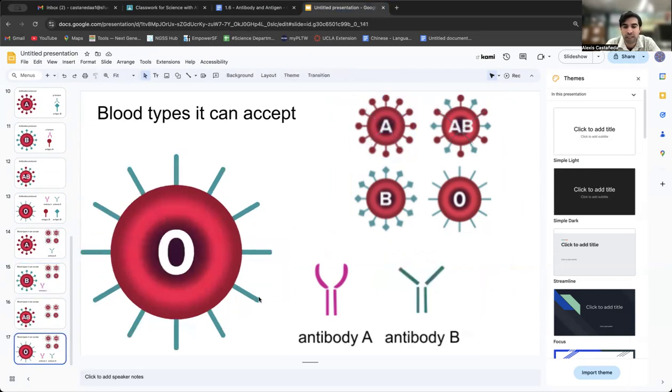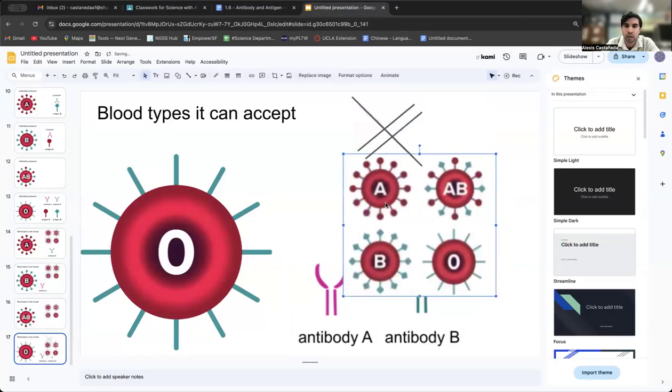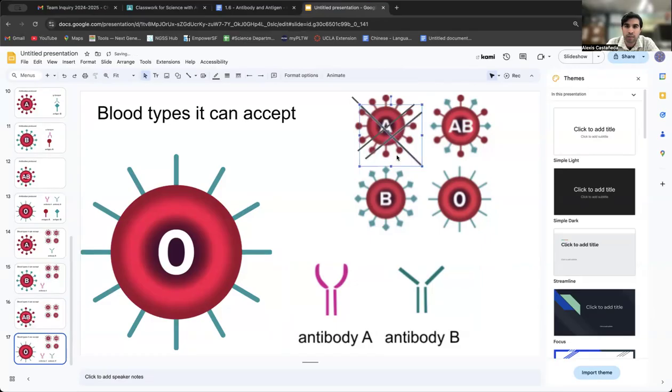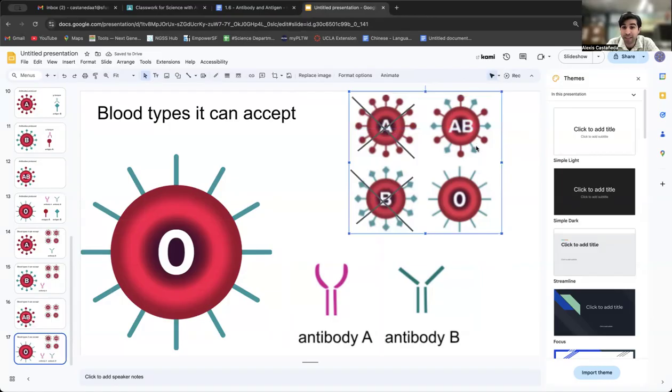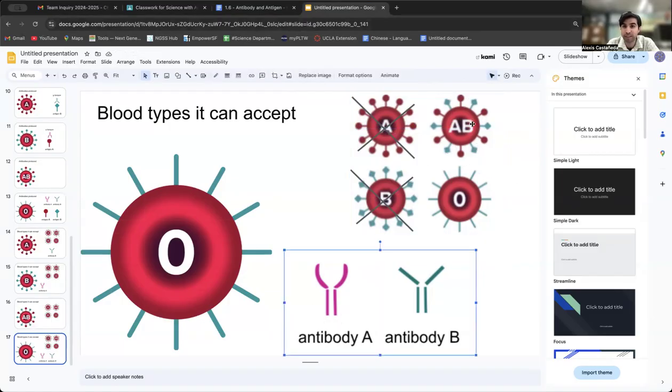So let's see. Which blood types have antigen A? Well, blood type A has antigen A, so that means we can't receive this because then this antibody A will destroy it. What about blood type B? Well, it has antibody B as well, so it will also destroy blood type B. What about for blood type AB? Well, blood type AB has both of the antigens, and there are two antibodies. Both of these will connect to blood type AB, so this also will not be accepted. AB will not be accepted.